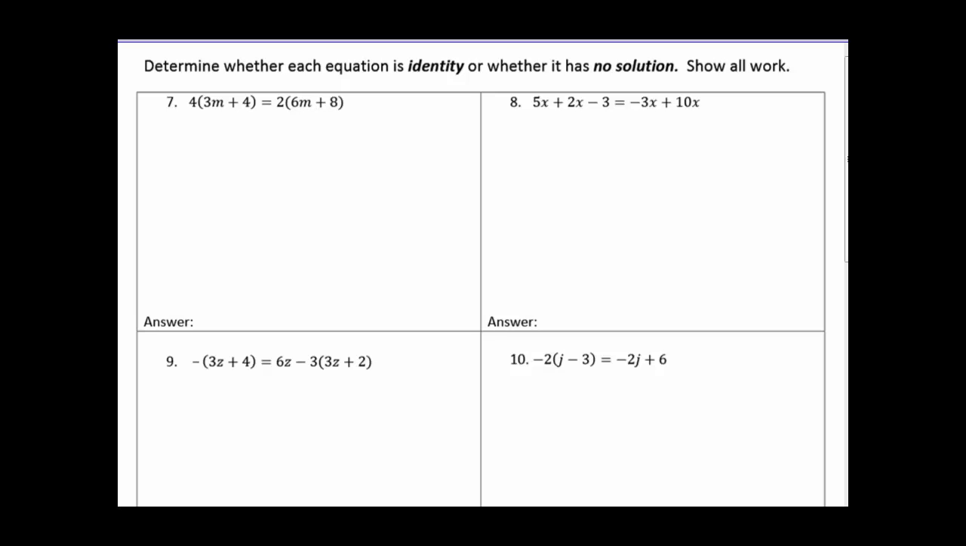What we're going to do is determine whether each equation is an identity or whether it has no solution, and make sure we show all work. So number 7. If we use the same properties we've been using, we're going to distribute through.